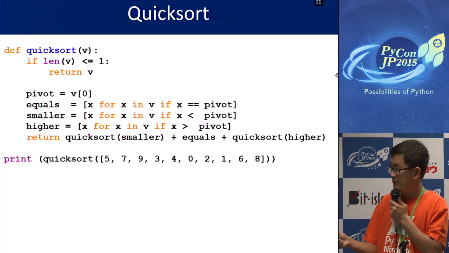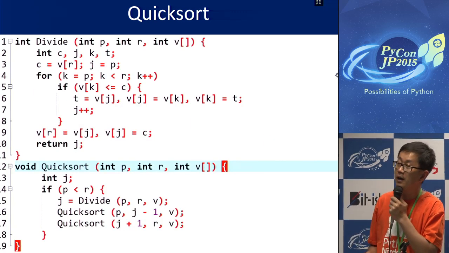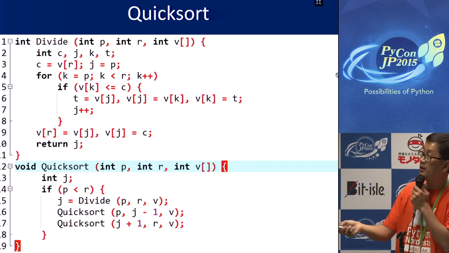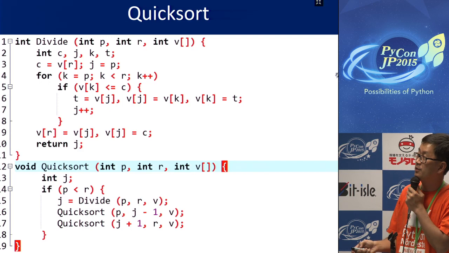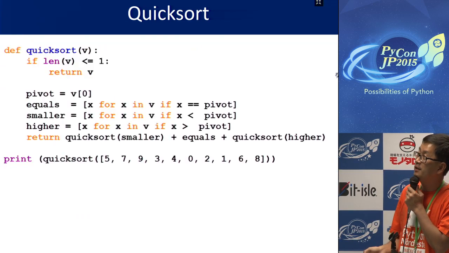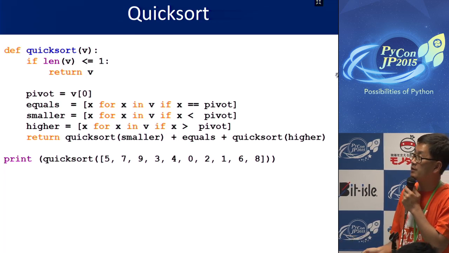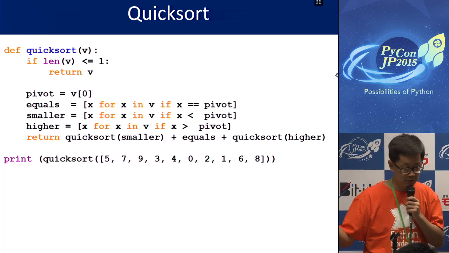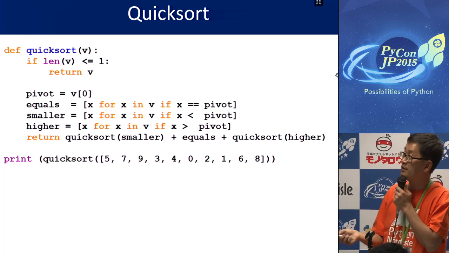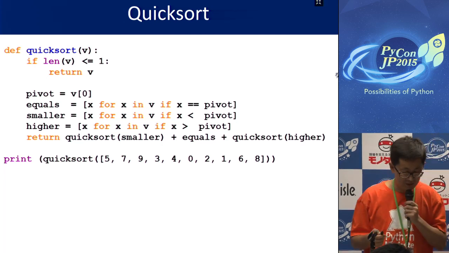For the analysis of complexity, C is good, but to understand the idea, list comprehension and functional programming like Haskell or Python with list comprehension is very good, because it's beautiful code, in my opinion.